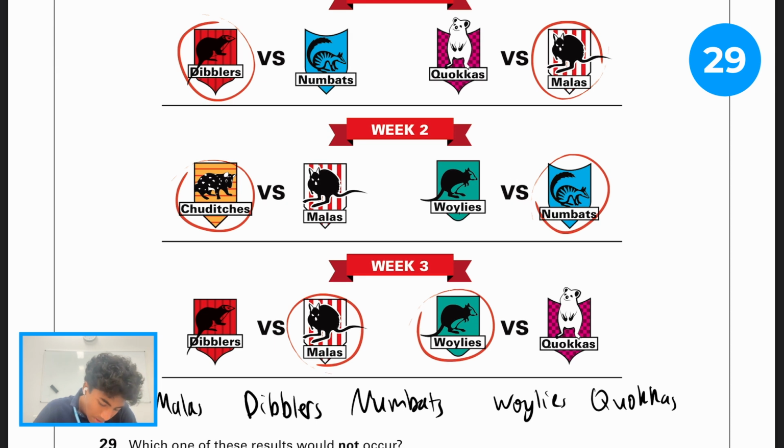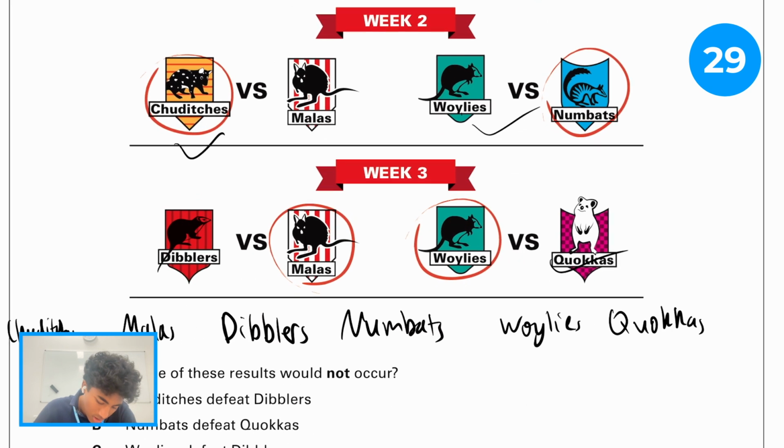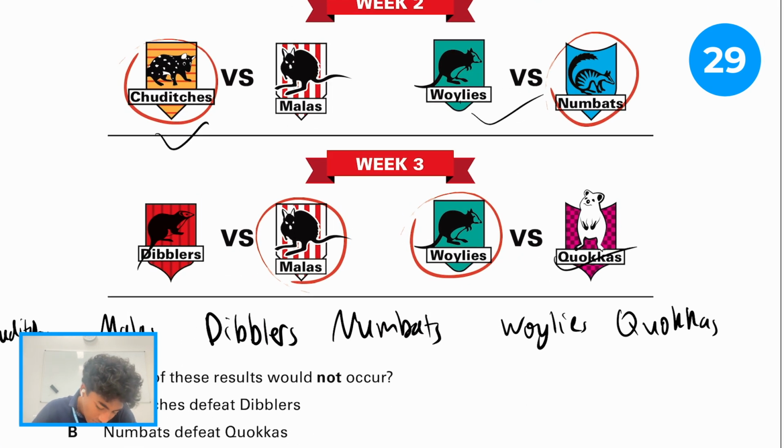So the Chuddiches are better than the Marlers as they beat them. The Marlers are better than the Dibblers as they beat them. The Dibblers are better than the Numbats. The Numbats are better than the Woylies. The Woylies are better than the Cockers. And of course, Marlers would be better than Cockers. Let's see. Chuddiches defeat Dibblers. This result would occur as the Chuddiches are better than the Dibblers.